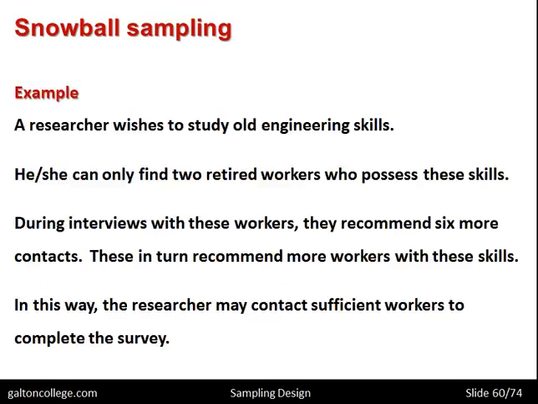The example could be, for example, a researcher wishes to study old engineering skills, perhaps skills that go back 100 years. And he or she can only find, say, 2 retired workers who possess the skills. So having looked for people who did particular functions in industry using old engineering skills, they've only found 2 people. But during the interviews with these workers, they recommend 6 more contacts. The people being interviewed know 6 more who used to work with them. And these in turn recommend more workers with these skills. And in this way, the researcher may contact sufficient workers to complete the survey.